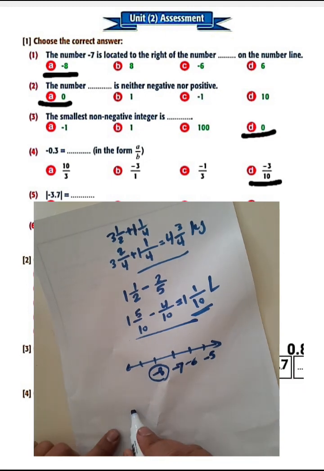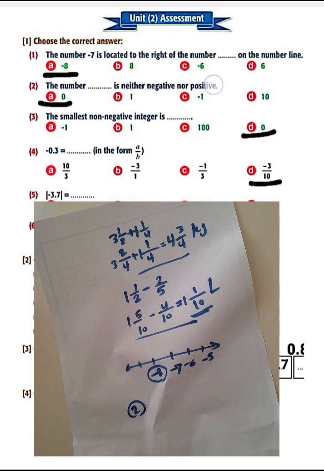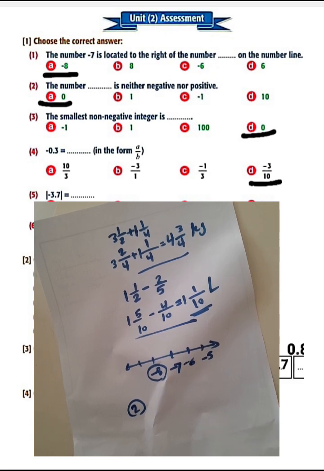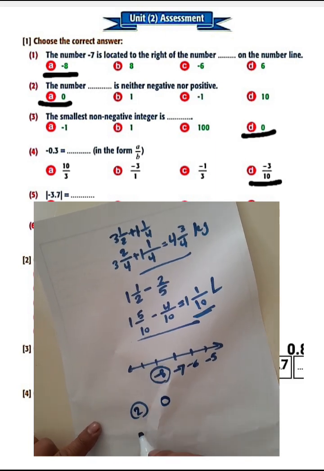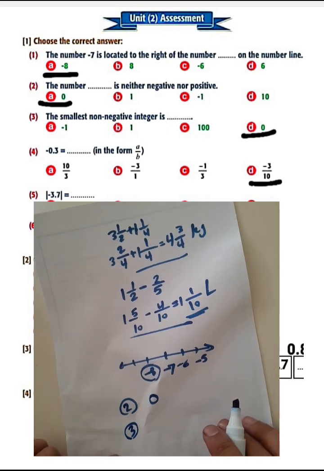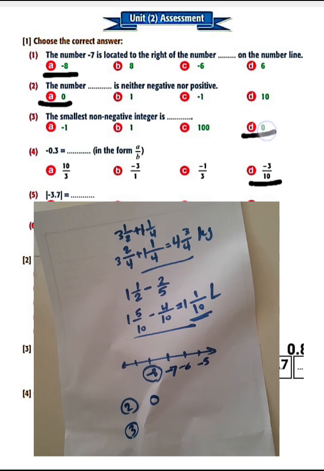Question number 2. The number that is neither negative nor positive. It will be 0. 0 is neither negative nor positive. Question number 3. The smallest non-negative number will be 0, because 0 is non-negative and non-positive.